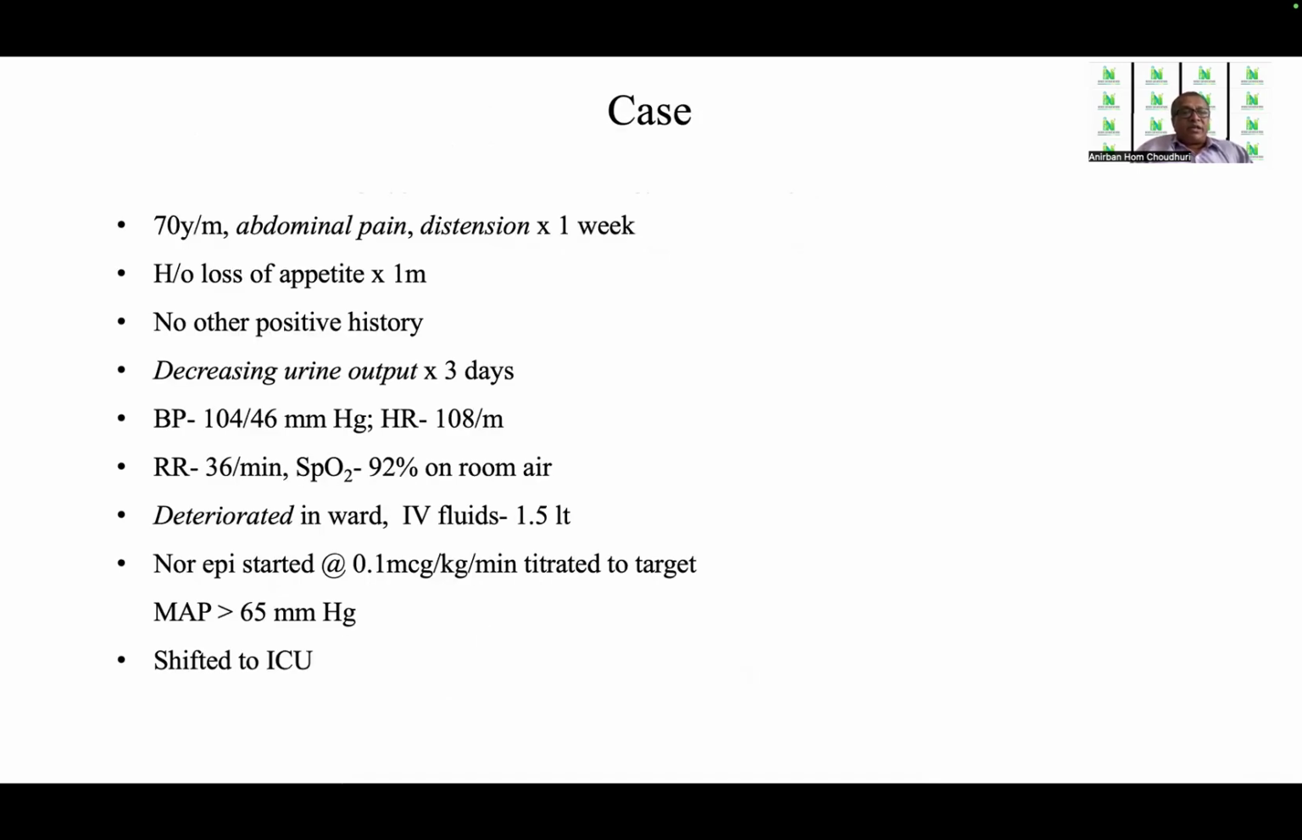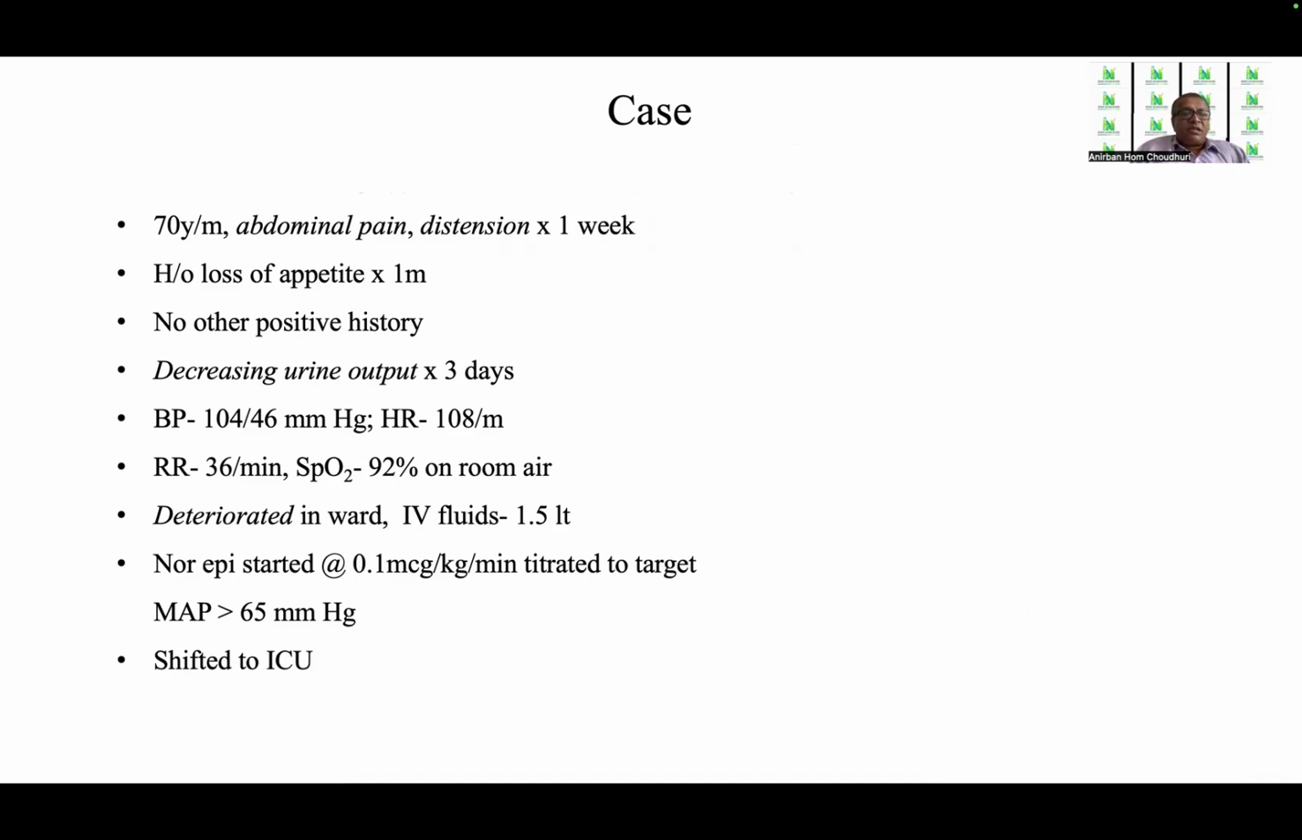So let us start with the case of a 70-year-old male who presents with abdominal pain and distension for a week, with a history of loss of appetite for a month with no other positive history. The patient has decreasing urine output for 3 days. The blood pressure is 104/46, heart rate is 108, respiratory rate is 36, saturation is 92% on room air.